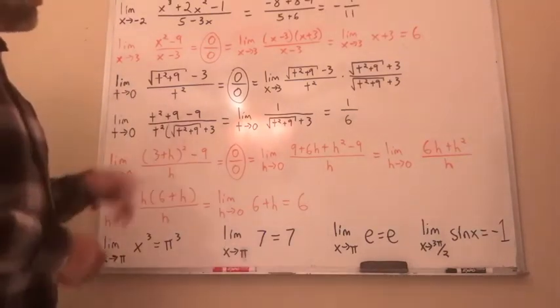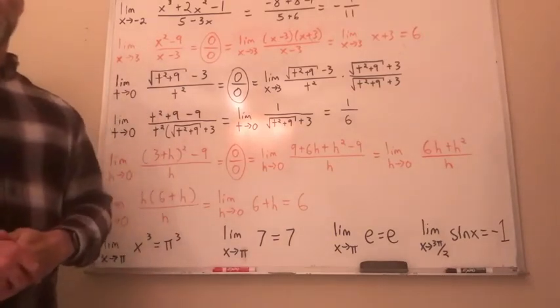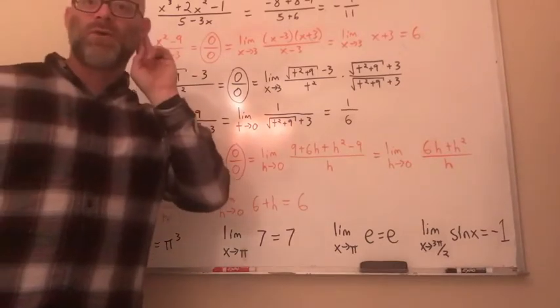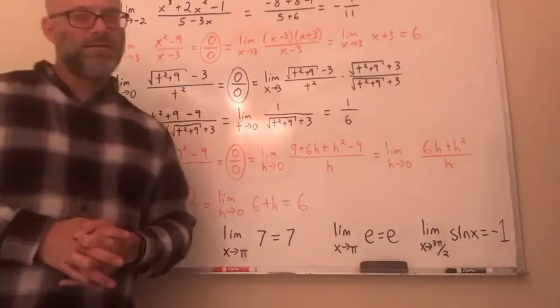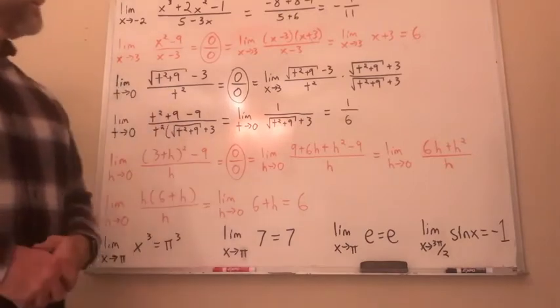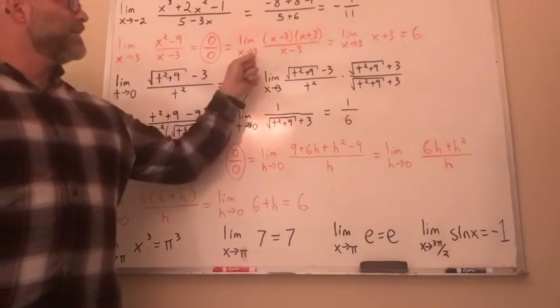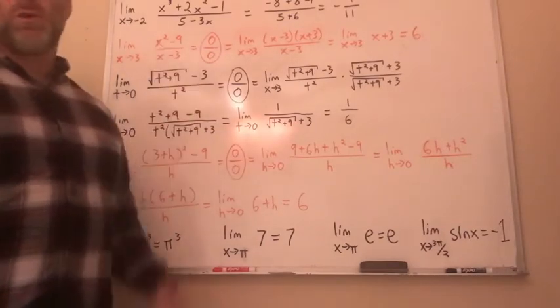Watch. The limit as x approaches 3 of x squared minus 9 over x minus 3. If you plug in 3, you get 0 over 0, which is what type of form? An indeterminate form, that's right, which means what again? I don't know yet, so I got to do more work. So the limit as x approaches 3 of this guy equals the limit as x approaches 3 of that guy. What did I do? I noticed this was a difference of perfect squares.